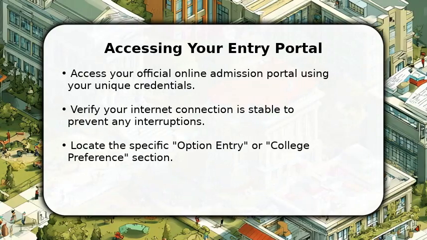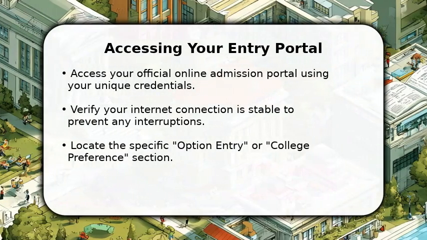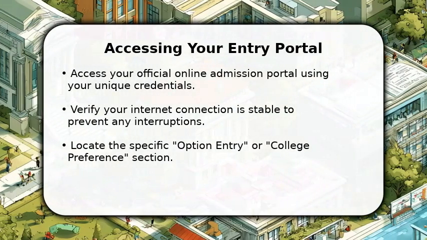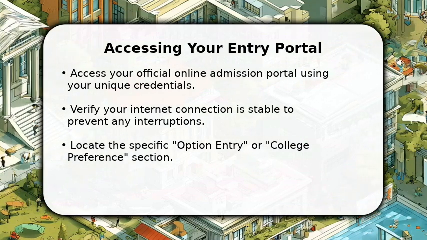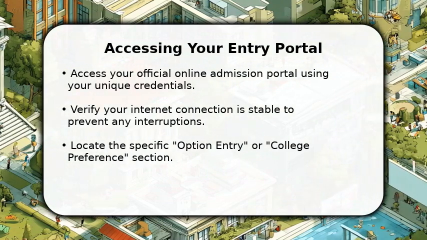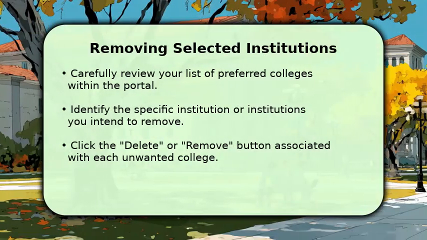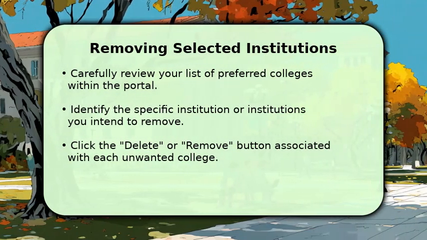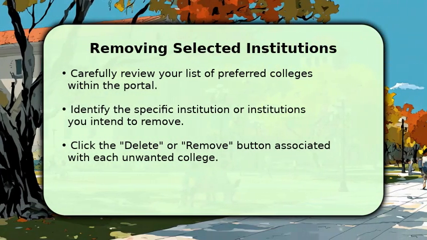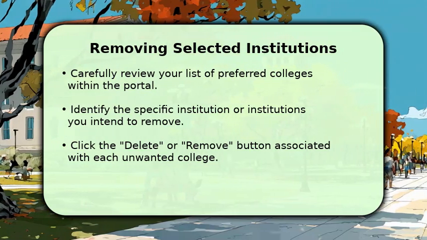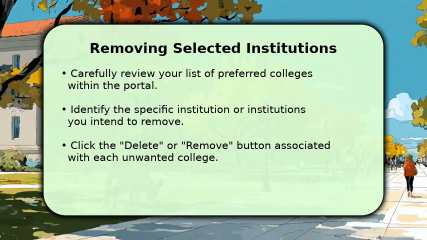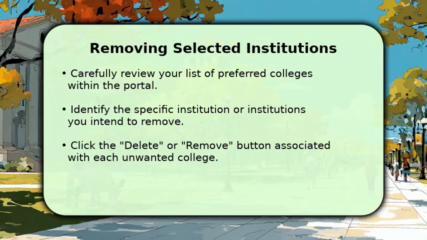Always ensure a stable internet connection, perhaps with at least 2 bars of signal strength, before proceeding to avoid any unexpected issues during this crucial process. Once you have accessed your option entry section, carefully review your entire list of colleges. Precisely identify the specific institution or institutions you no longer wish to consider for admission.